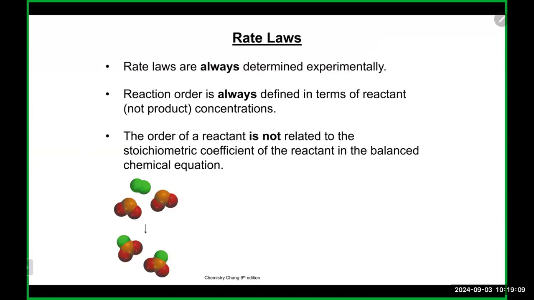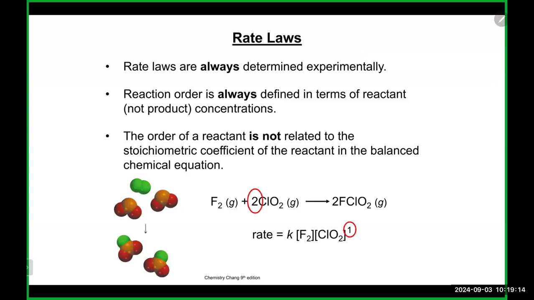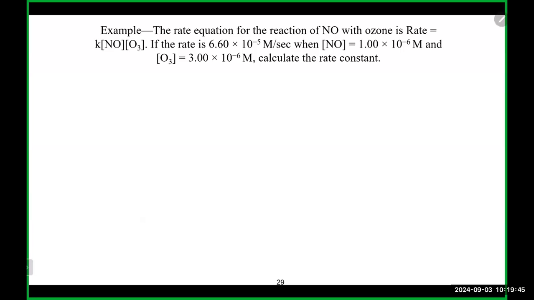As we see there, the rate laws are always determined experimentally. And the reaction order, in terms of the rate law, is always about reactants, really no products in a rate law. And the order is not related to the coefficient, although in some cases it will be the same number, that's not how you get the order of a reactant. You have to actually use the experimental information to determine it. In the case of ClO2, the coefficient was 2, but obviously the order here is first order.